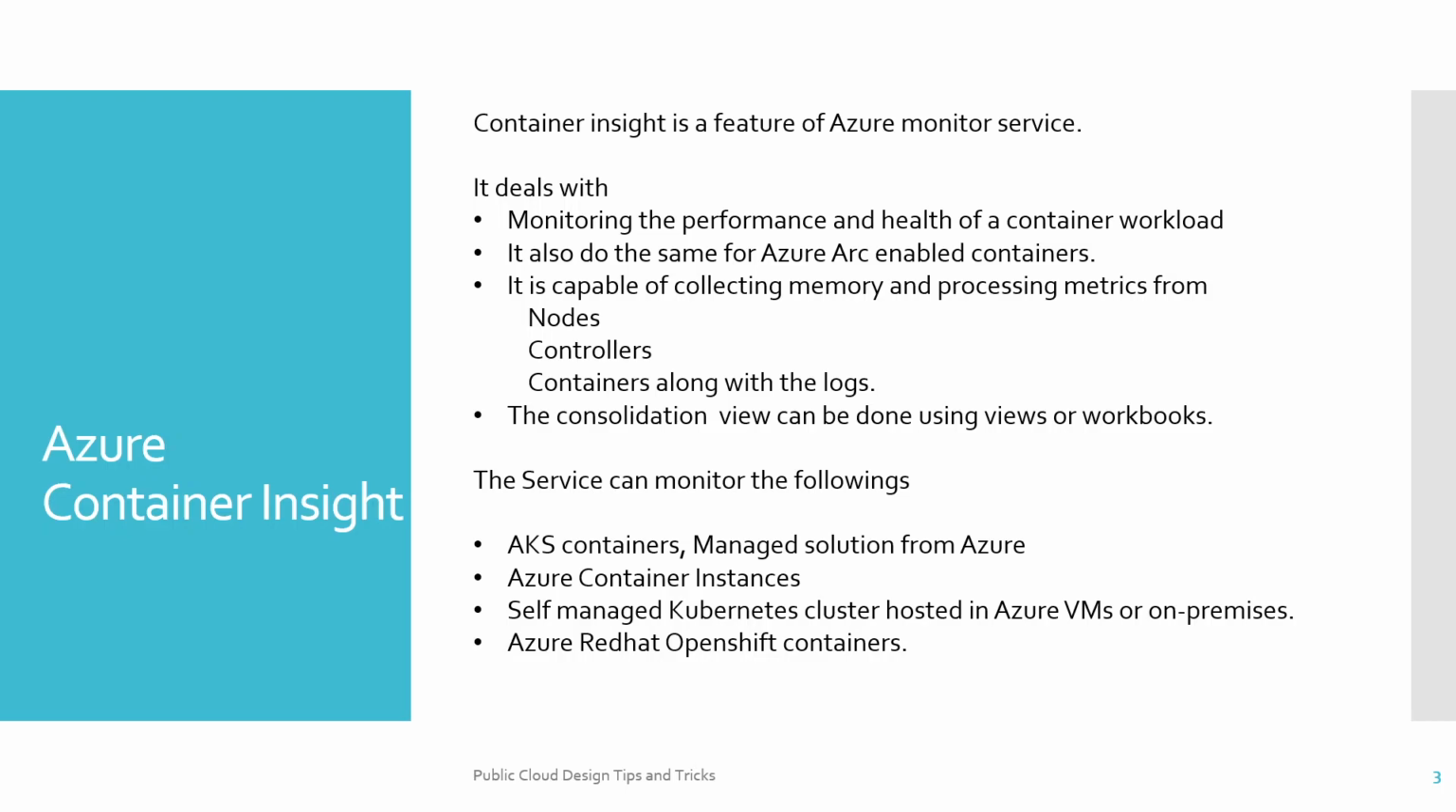So basically, these are the parts of a container application: nodes, controllers, all these things. It also helps to collect the different metrics based on memory and processing from these resources. Once that is consolidated, the user can use different dashboards to view those statistics, and one example is workbooks. Now the service can monitor the following, as I explained already: AKS containers, a managed solution from Azure, Azure Container Instances, self-managed Kubernetes clusters hosted in VMs on-premises, and Azure Red Hat OpenShift containers.